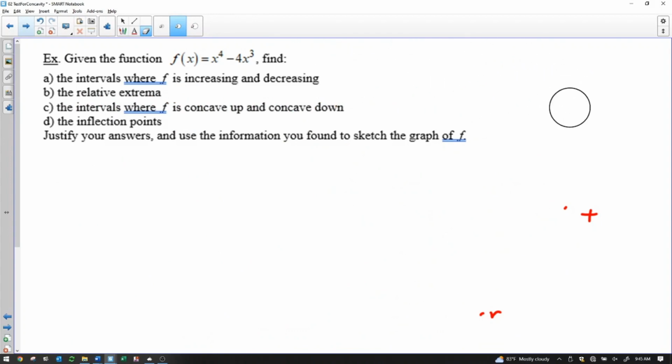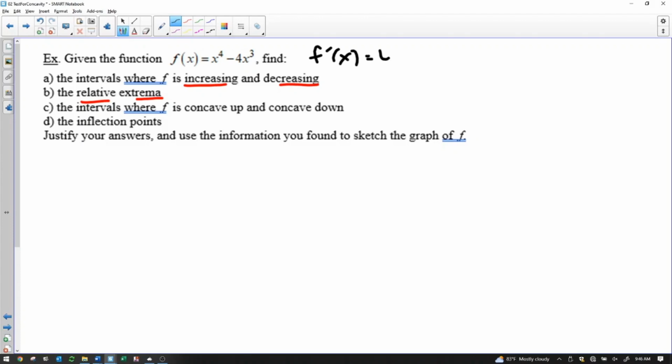Number 1A says they give you a function, and you want to know where the function is increasing or decreasing. And here you're talking about the relative extreme. These are key words, guys. Increasing, decreasing, relative max, relative min. That is always the first derivative test. You guys good with that? So let's do the first derivative test. Well, it's the first derivative test, so let's take the first derivative. You with me on that?